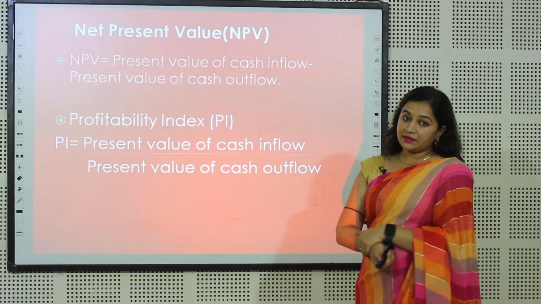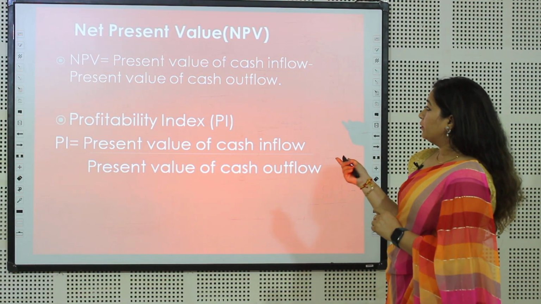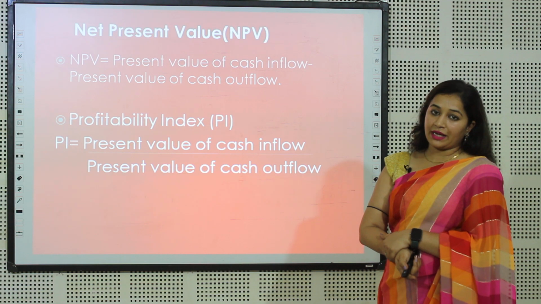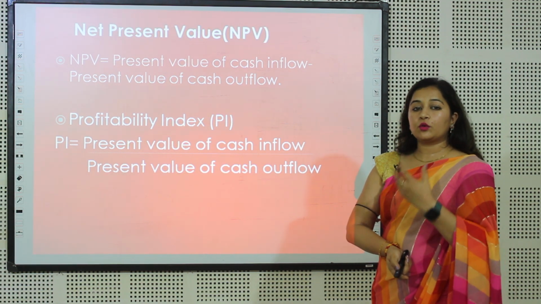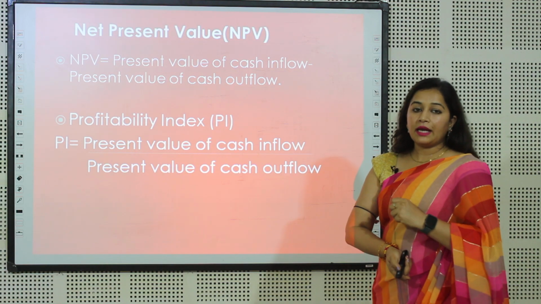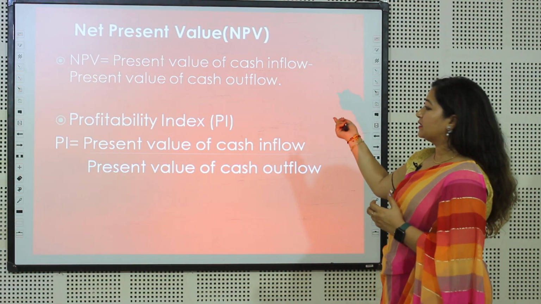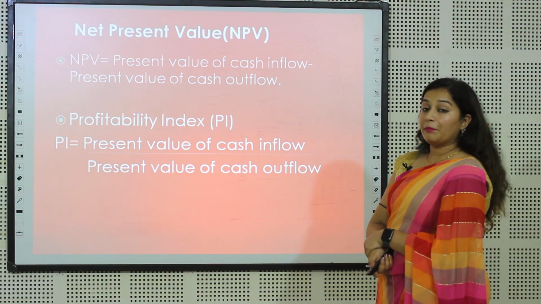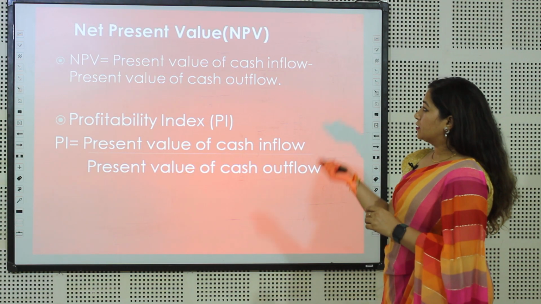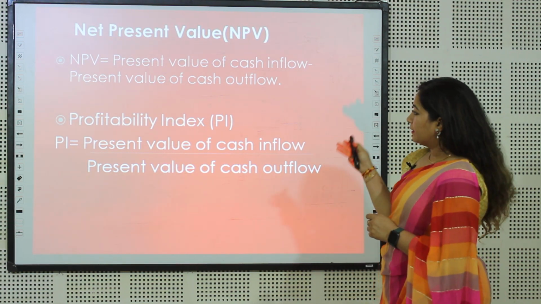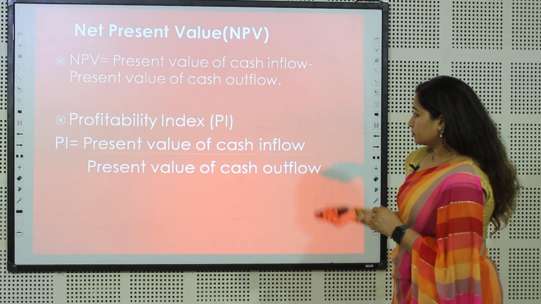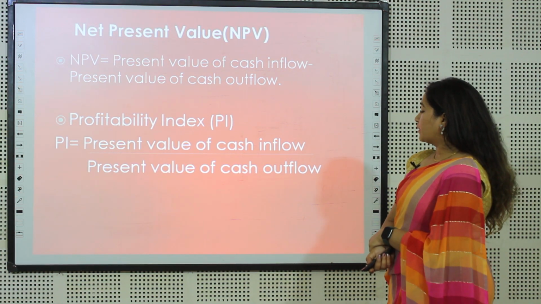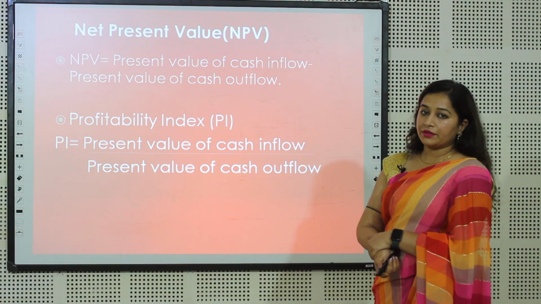NPV, the full form is net present value method. In this method, we take into consideration the present value of cash inflow and the present value of cash outflow. We have to calculate the present value of the cash inflow and the present value of the cash outflow, and it has to be subtracted. This is the formula: net present value is equal to present value of cash inflow minus present value of cash outflow. This is the formula to calculate net present value. Next is profitability index, which is also known as PI. The formula is present value of cash inflow upon present value of cash outflow.